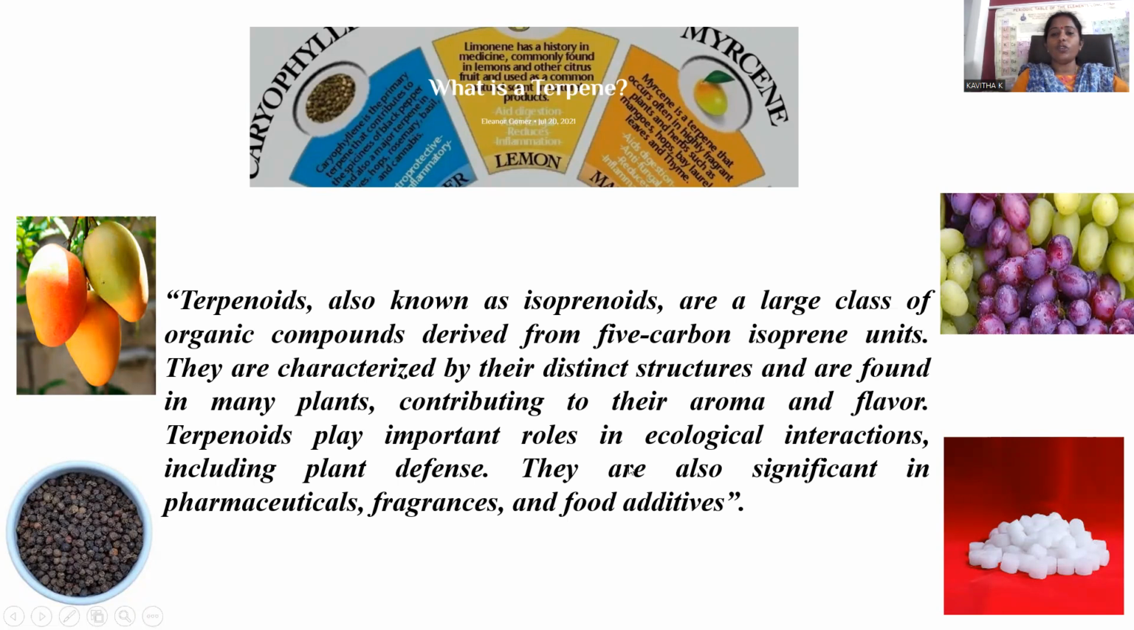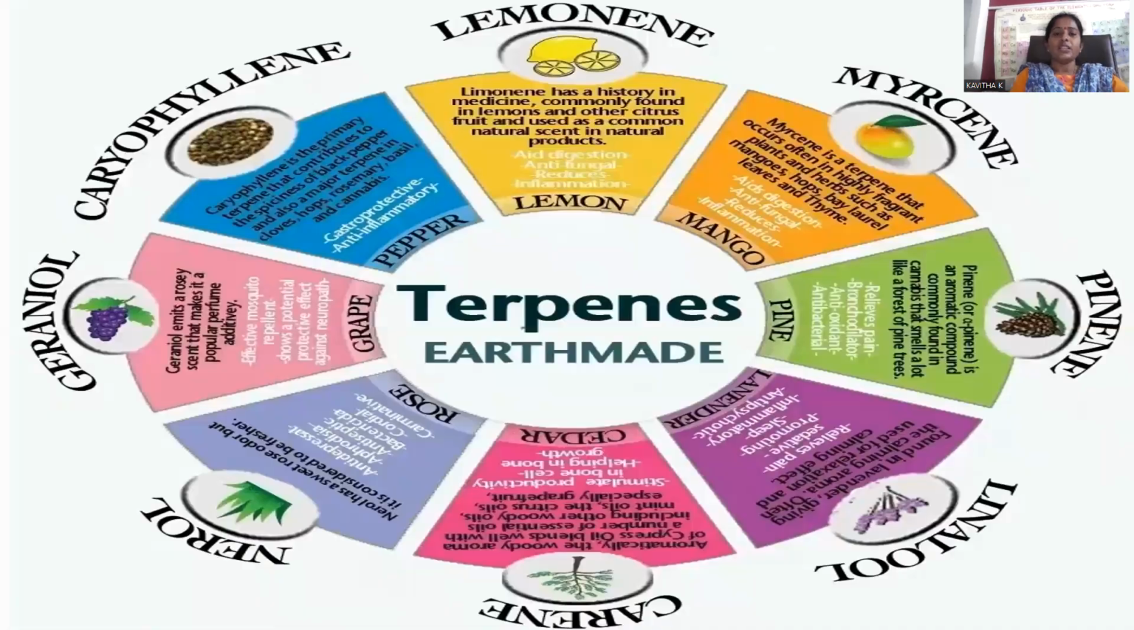Terpenoids play an important role in ecological interactions, including plant defense, right? So terpenes are essential components of plant defense. They're also significant in pharmaceuticals, fragrances, and food additives, right? In pharmaceuticals, we can find applications of terpenoids as the medicinal core component. In fragrances, they give the fragrant, aroma smell. And as food additives, these components are flavoring agents, so we can use them in food. So this is the entire sphere of terpenoids.